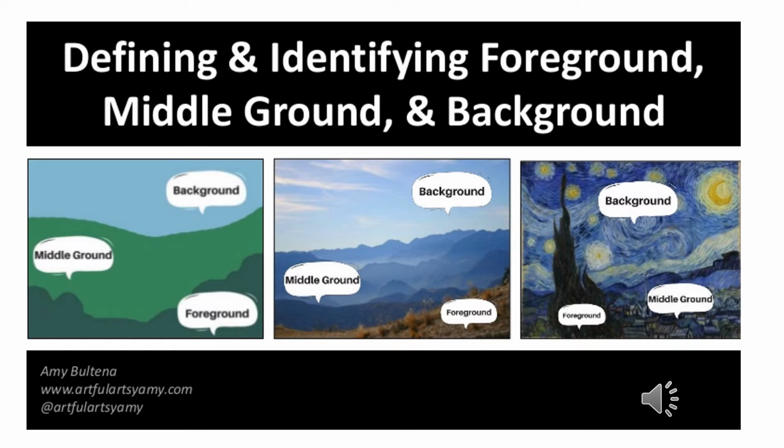Another way to look at placement is to define and identify the foreground, middle ground, and background of a picture. Look at these 3 examples. You will notice that in every case, the foreground is closest to the bottom of the paper, middle ground is right in the middle of the paper, and the background is closest to the top of the paper. They're showing you here that things on the bottom of the paper appear closer to us. When we get to the middle, it seems a little bit further away. When we get to the background, it's the farthest away from us.